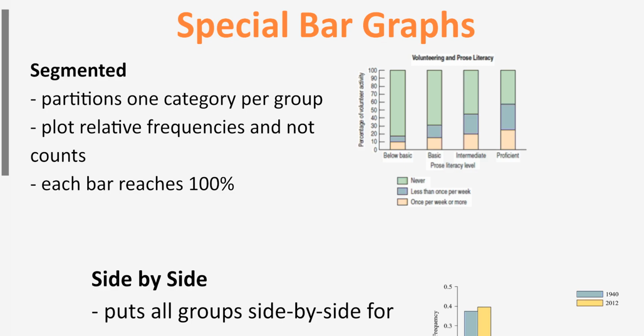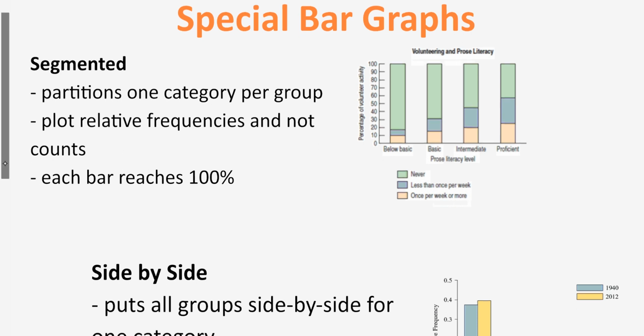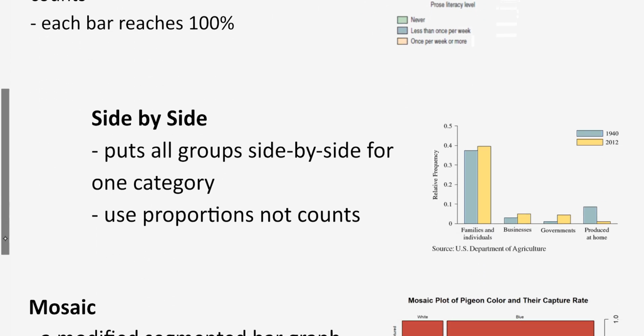So the three different types of special bar graphs that we briefly talked about: segmented bar graphs. Again, within each category there are different proportions visually shown out of 100% or out of one, that show the different amounts in each of those categories. You have to add up to 100%.